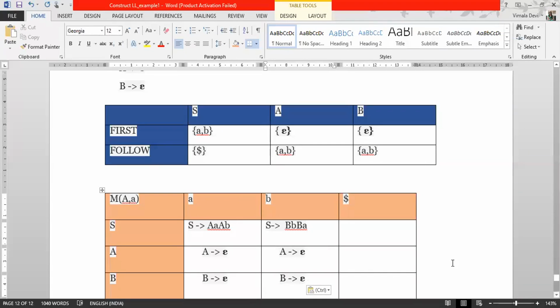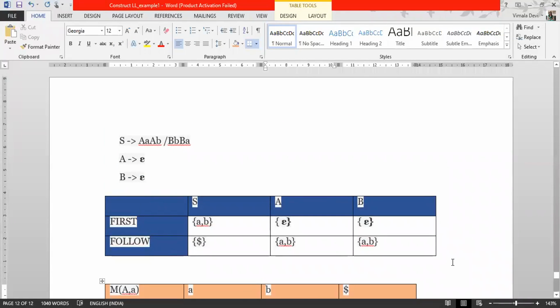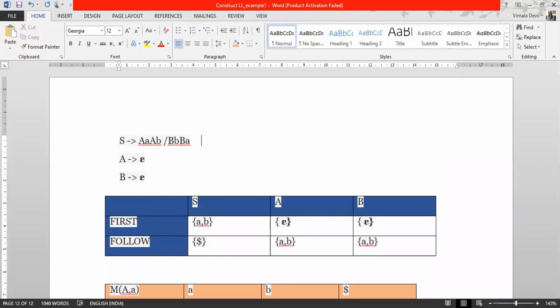So now, lastly, you take the question: parse the string for the given grammar. Take down the string. It is nothing but ab. When the grammar is LL1 parsable, it is possible to parse the given string also, right? So parse the string, construct the parse table. The third step you have to do is for the string ab.